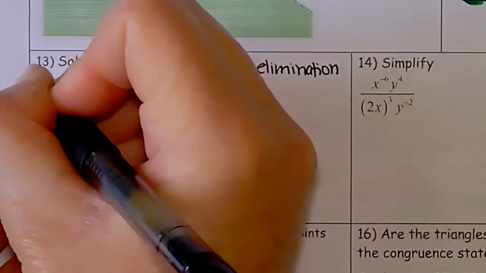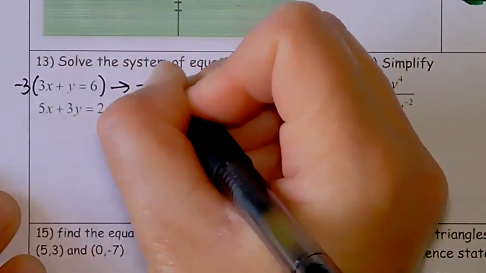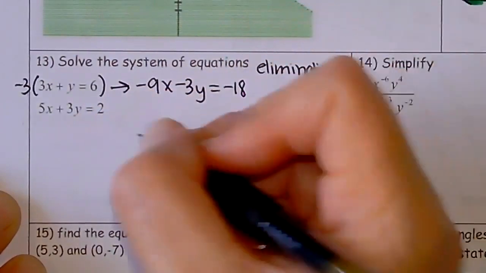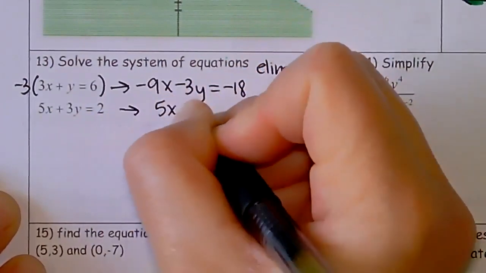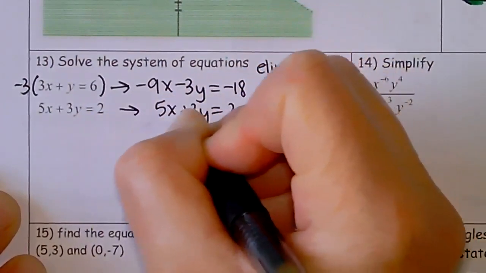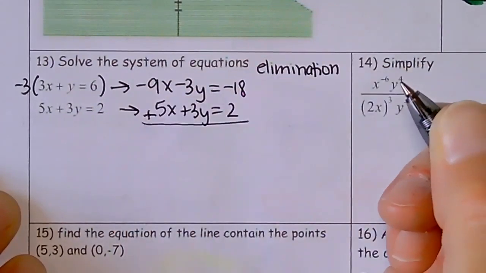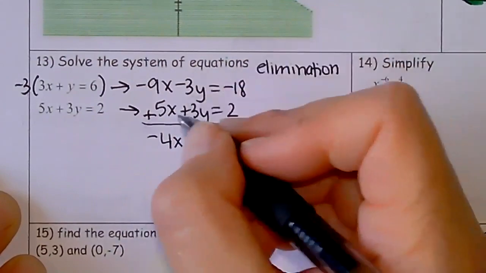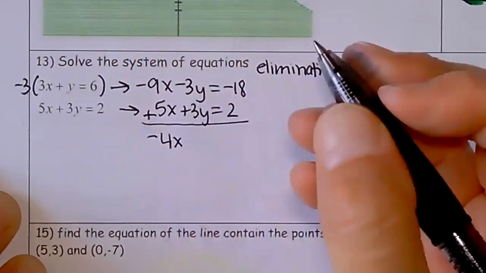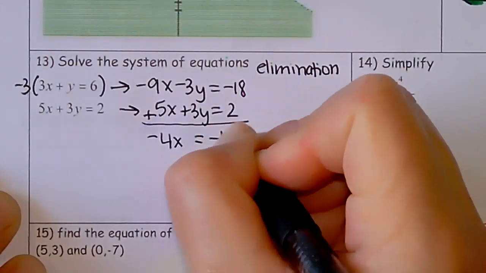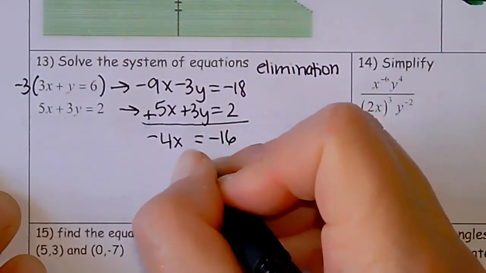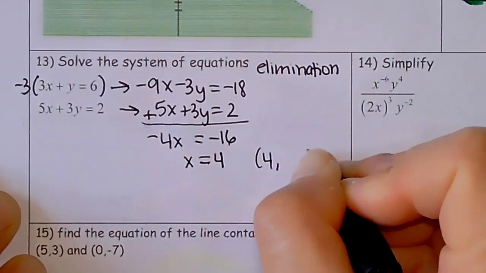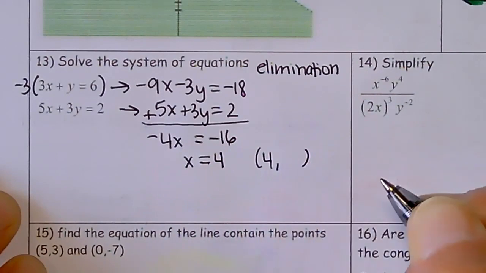So I'm going to multiply this by a negative 3, and I'm going to get negative 9x minus 3y equals negative 18. Here I'm going to get 5x plus 3y equals 2. I'm going to add these together. Sorry, the y's are going to cancel out, and the x's combine to give us a negative 4x. Equals negative 16. And when I divide by negative 4, I get x equals 4. Now remember, you need an x and a y. X comes first, then y.